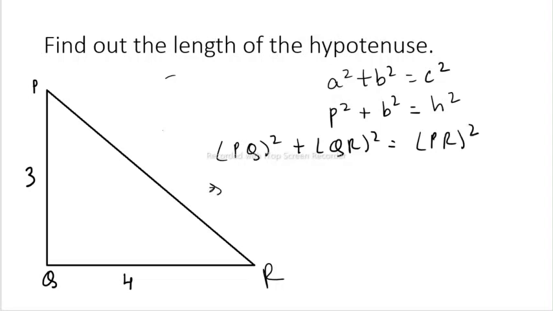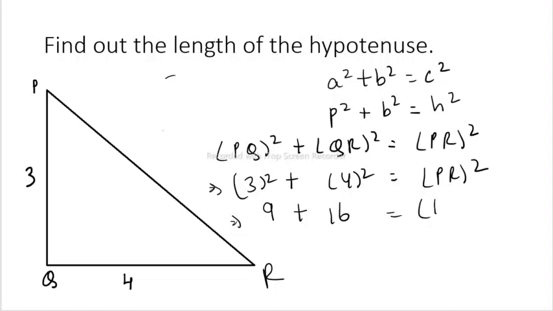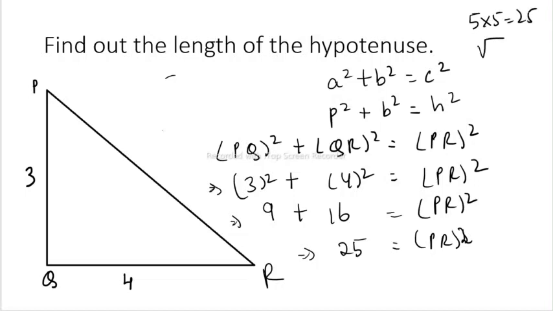Now very easy, just substitute the values. So 3 square plus 4 square is equal to PR square. This is the missing value, right? Next, we are going to write 9 plus 4 square is 16 is equal to PR square. Now, 9 plus 16 is 25. So 25 is equal to PR square. Now, you know very well that 5 into 5 is 25, which means if I write root over 25, then the answer is 5. So if PR square is 25, this means that PR is equal to root over 25, which is equal to 5.